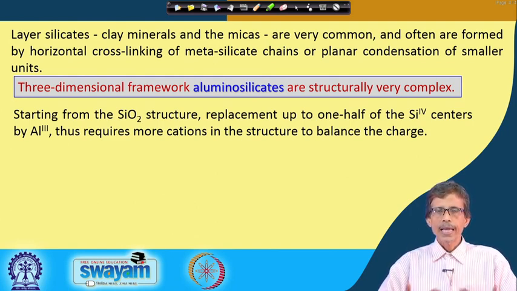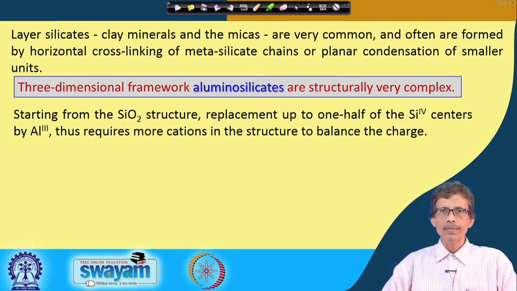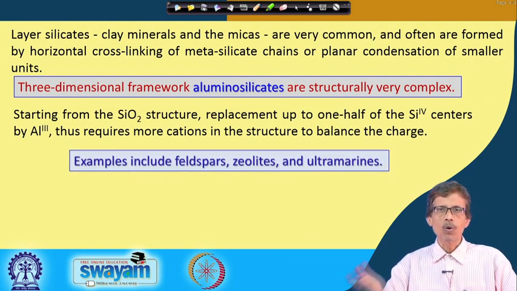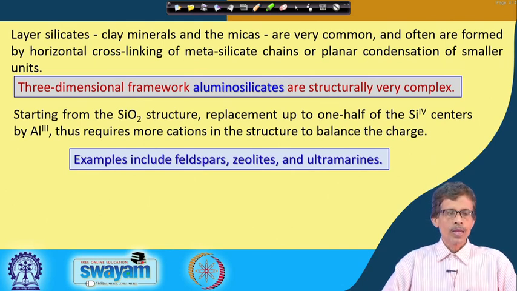So, that means we are getting less positive or cationic charge to balance the entire charge of the 3-dimensional structure. Once you substitute one silicon in the tetravalent state by one aluminum in the Al3 plus state, we must have one cation, that means potassium or sodium, to balance the overall structure, because the whole structure would be neutral. As we have discussed, and will also see in future, the usefulness of these materials, the examples of these aluminosilicates are feldspars, zeolites and ultramarines.